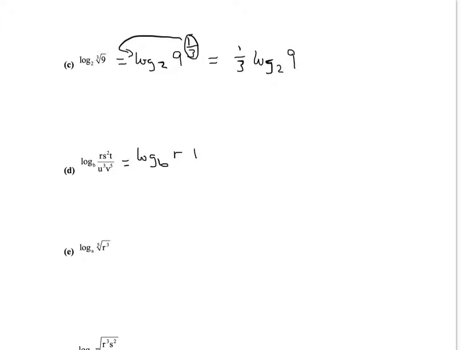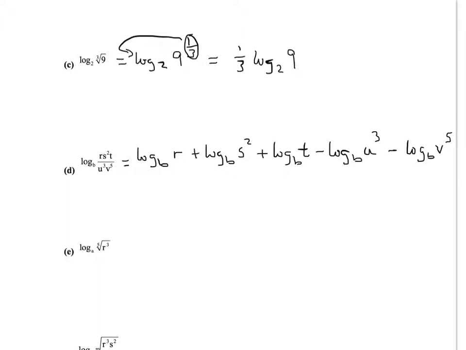I'm still in the numerator, so I need a plus log base b of s squared plus log base b of t. Now, I'm through with the numerator. As I move to the denominator, remember it needs to be separated by minus signs, because the quotient rule tells me if I have something that was divided, I have to make it a difference of the two. So I'm going to have to subtract what's in the denominator, and that becomes log base b of u to the third minus log base b of v to the fifth.